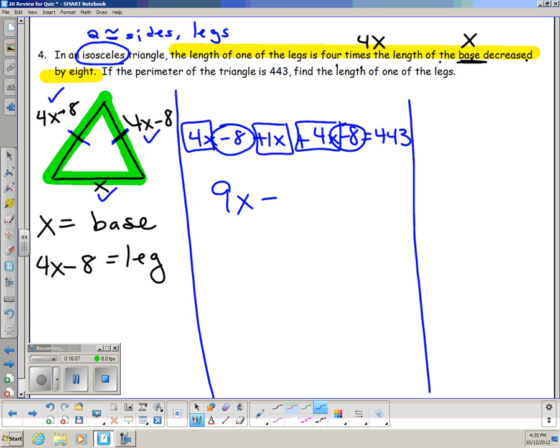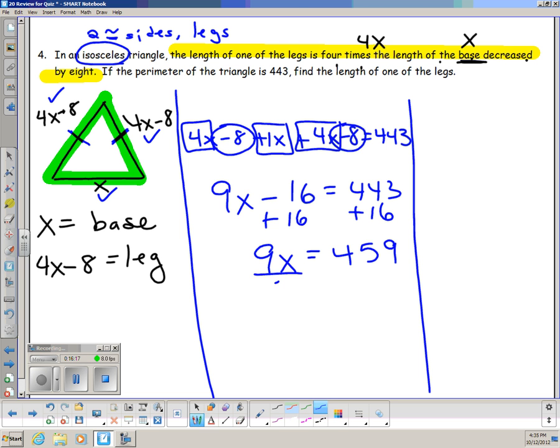Negative 8 plus negative 8 is negative 16 equals 443. Add 16 to both sides. We get 9x equals 459. Divide by 9. And x is 51.